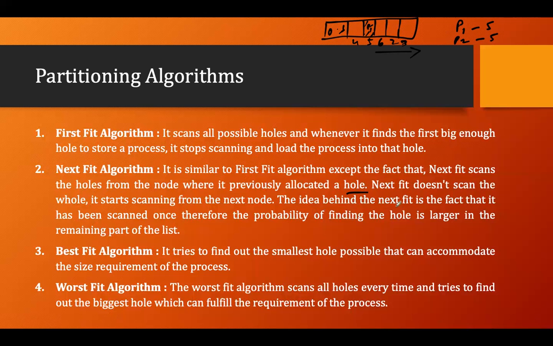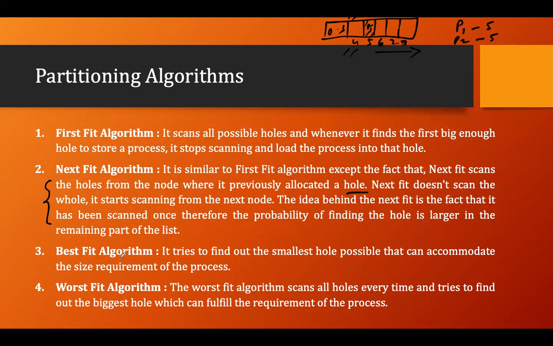The idea behind next fit is that it has scanned once, therefore the probability of finding a large hole in the remaining part of the list is very high. So that's why it is going for the next one. So it will not scan this one, this one will be left, and the rest, after this accommodation, it will scan. This is a non-popular algorithm. We generally do not use this algorithm in the system.